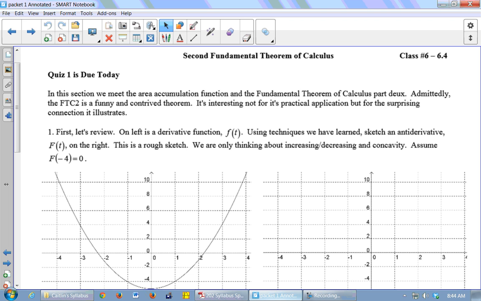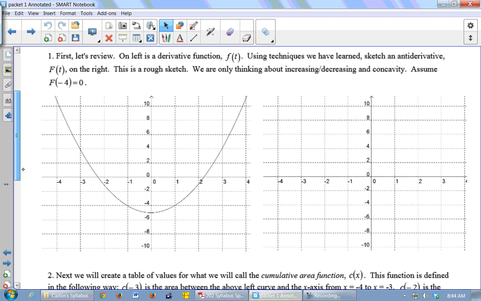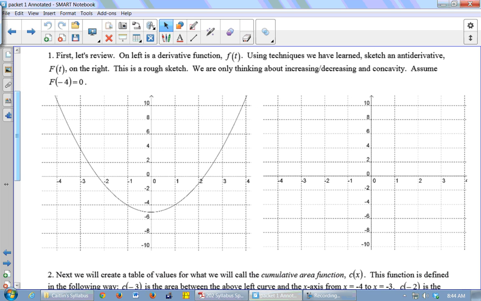So first, a little review. We have a derivative graphed on the left. Using techniques we've learned so far, sketch an antiderivative on the right. Rough sketch, just thinking about increasing, decreasing, and concavity. And because there are an infinite number of antiderivatives, I want you to sketch the one where f of -4 equals 0.